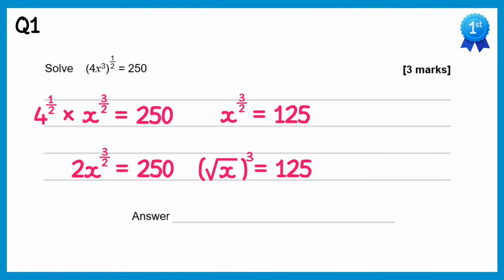So if we cube root both sides, we'll get square root of x, and the cube root of 125 is 5. And to remove that square root, we square both sides. So square the left and you get x, and square the right and you get 25. So the answer to this question is x equals 25.